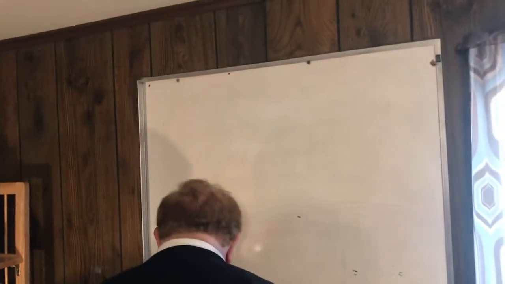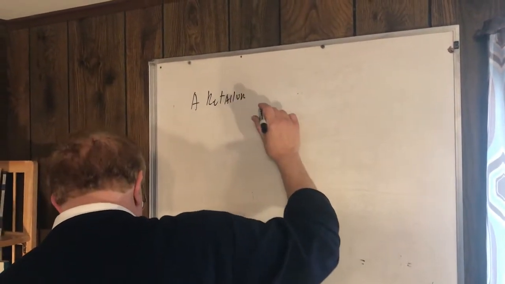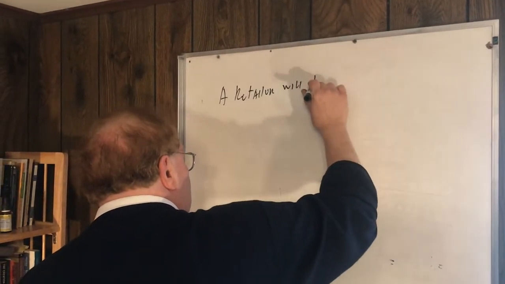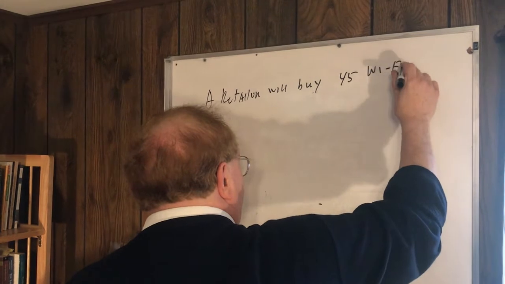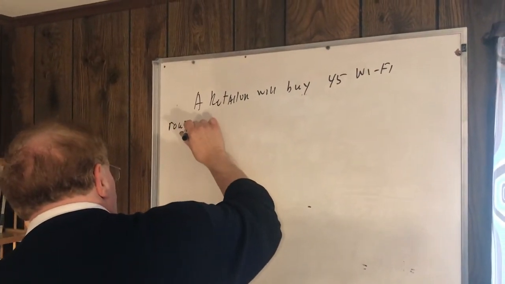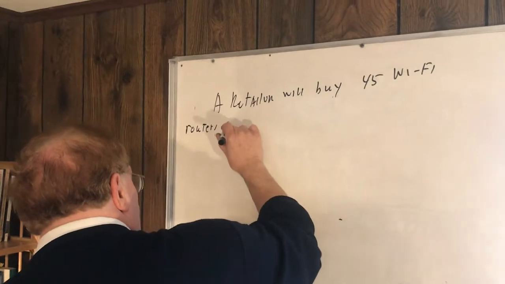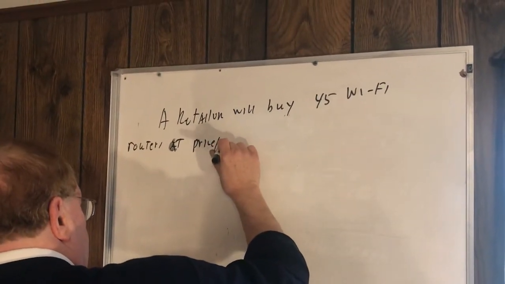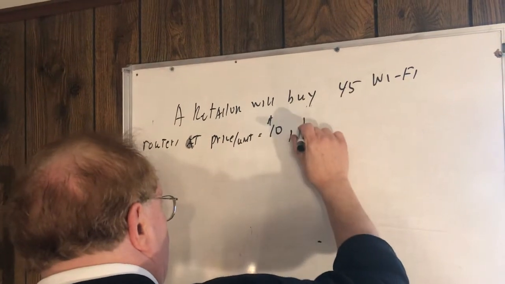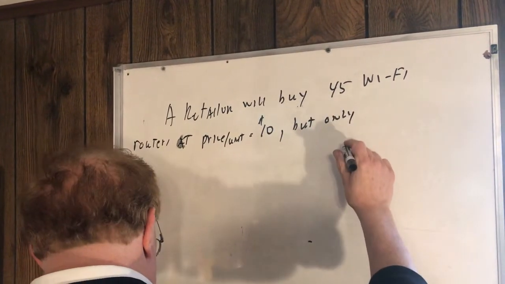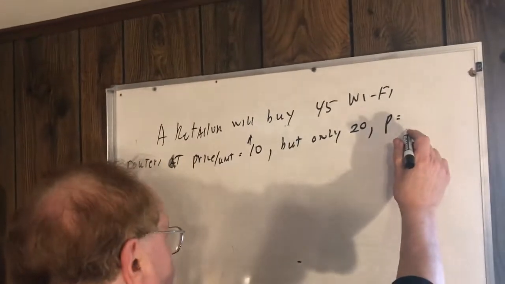And you have a retailer. I don't know what number this is, but a retailer will buy 45 Wi-Fi routers at a price per unit of $10. But only 20 if the price is $60.